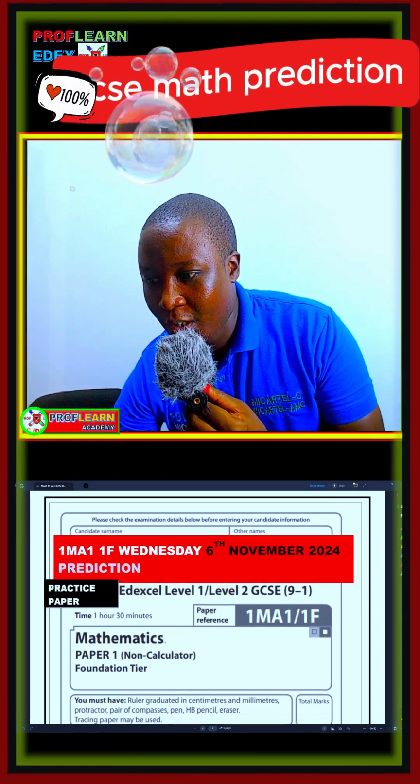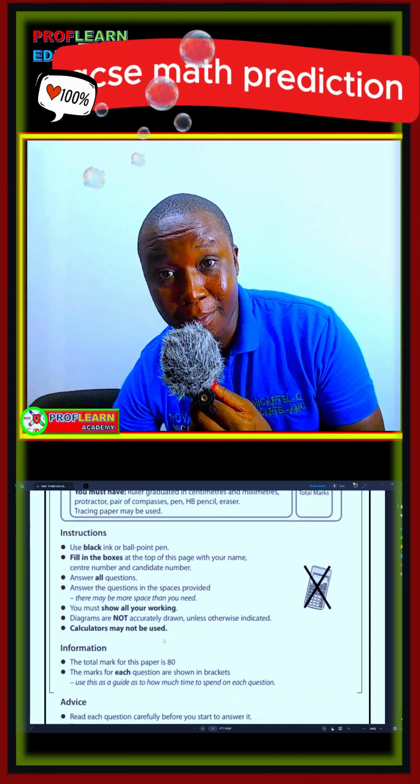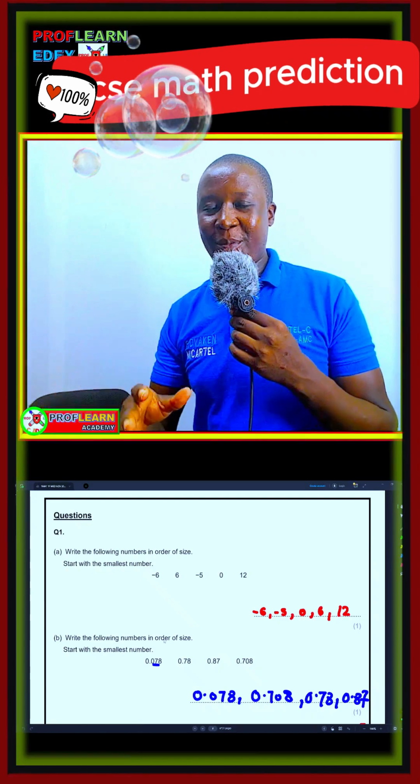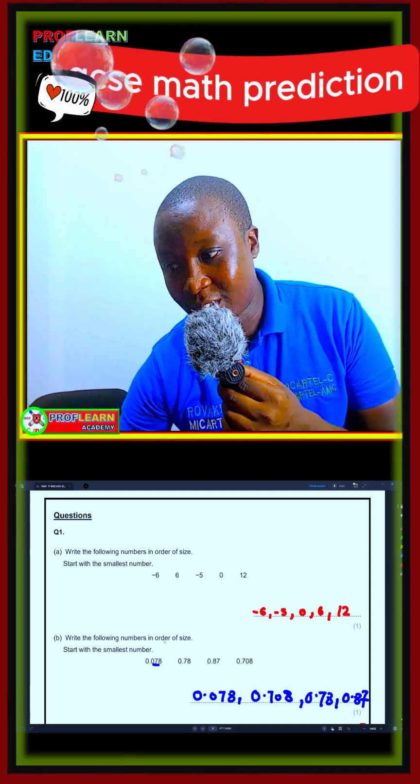So let me take you through exactly what I feel is quite important as far as this exam is concerned. This is a foundation paper, so it's 8 marks, and it's a non-calculator paper. You may be given questions whereby you are expected to arrange from the smallest to the largest, and remember, the bigger a negative number is, the smaller it is. So in this case, the smallest number is -6 and the largest number is 12.